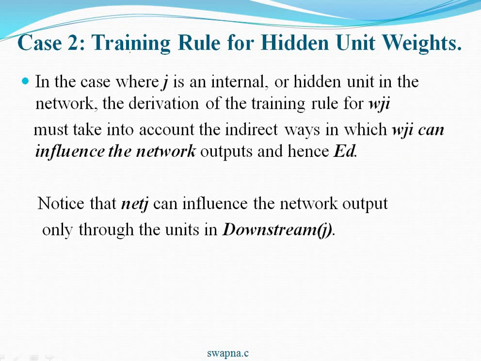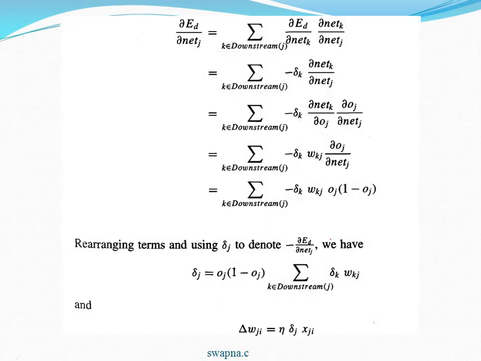Next, the second case is the training rule for the hidden unit weights. Here we consider that net j can influence the network output only through the units in downstream of j. We already know what downstream j is. So, the summation over downstream of the derivative of error with respect to net k, and net k with respect to net j. We write it like this, and this one is completely delta k. Whatever we found until now, we can represent with this delta k.